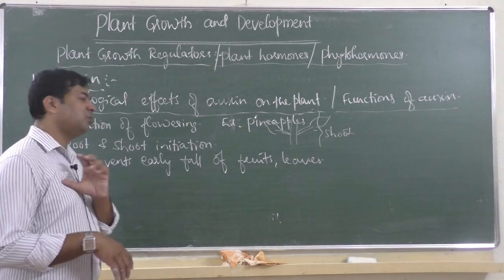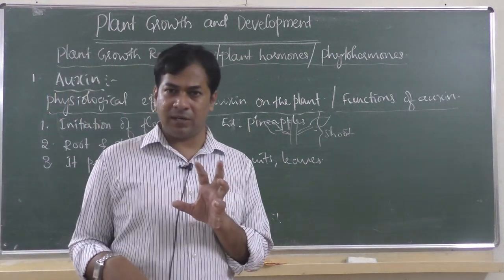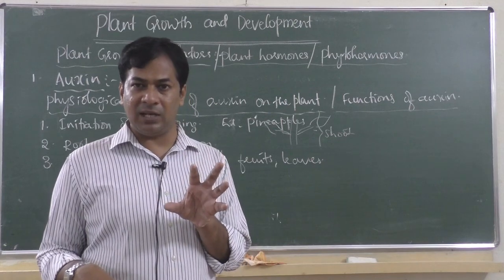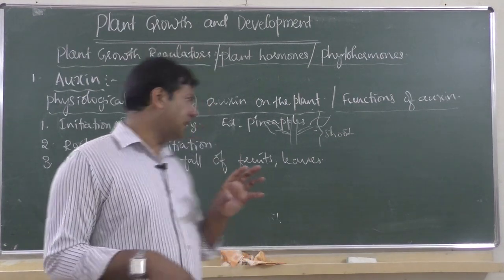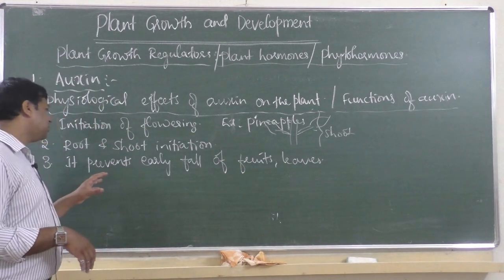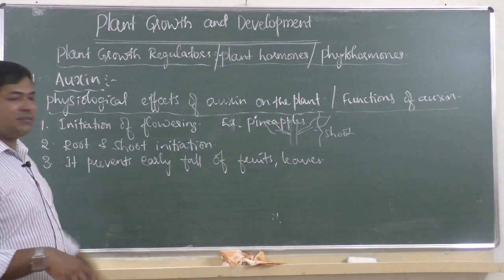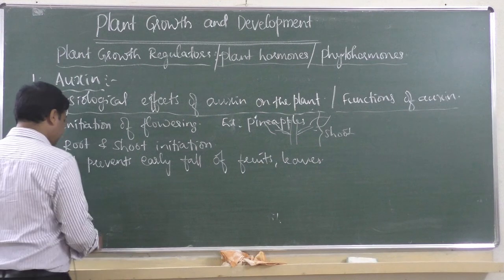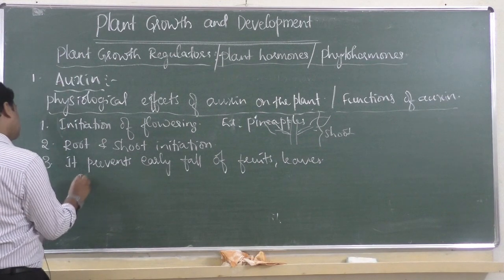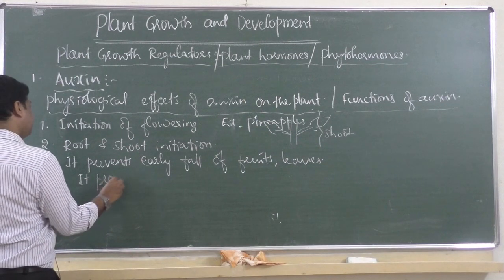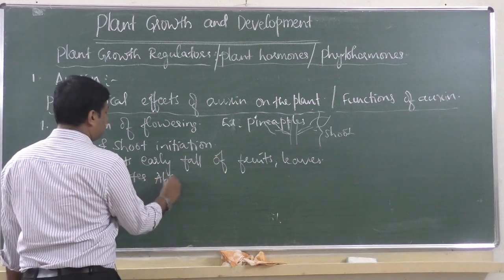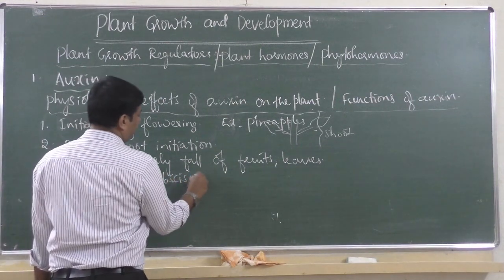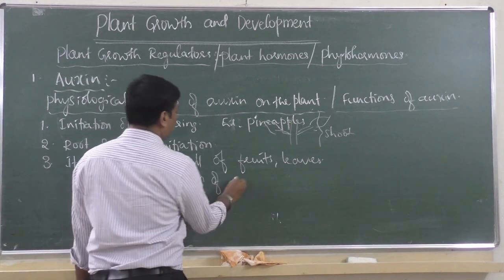Like you see, a raw mango doesn't fall, but a mango fruit falls down, no? So it helps the plant by preventing early fall of leaves and fruits, but it promotes abscission of older leaves.